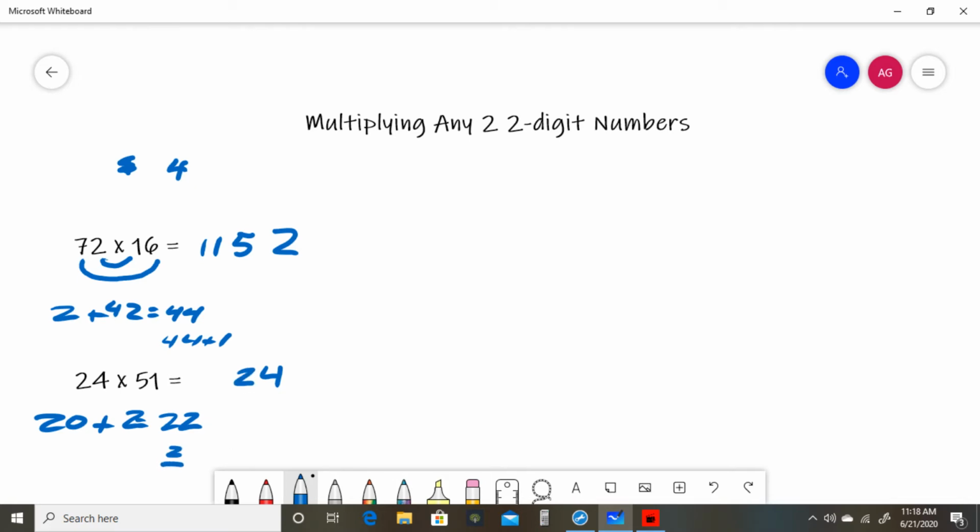And then lastly, multiply your tens digits. 2 times 5 is 10, plus your carried 2 is 12, so 24 times 51 is 1,224.